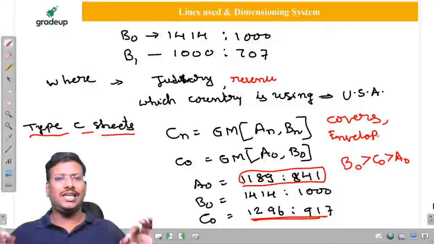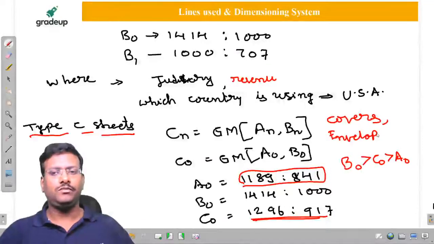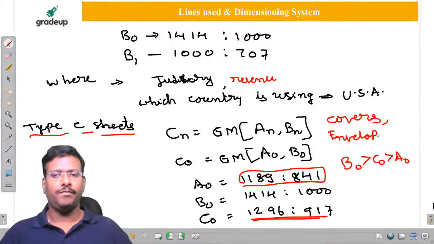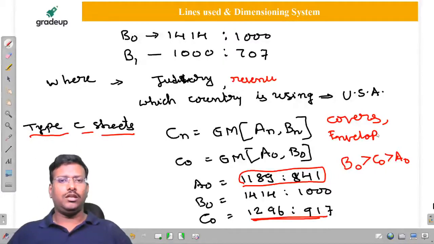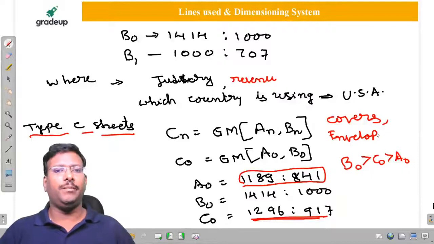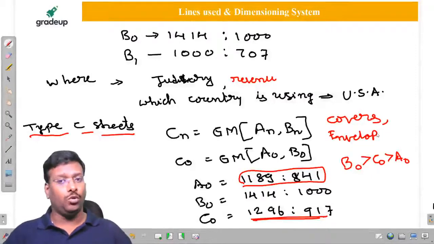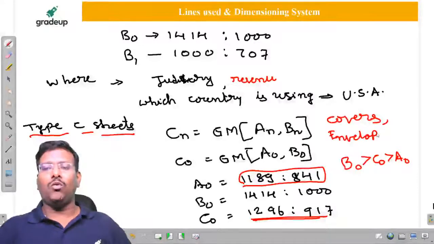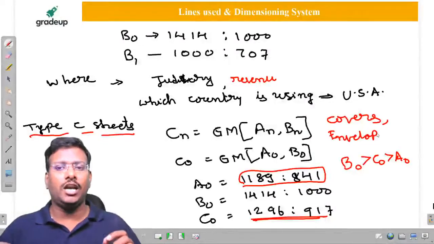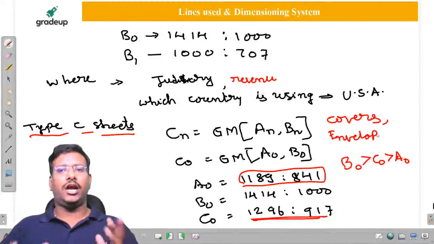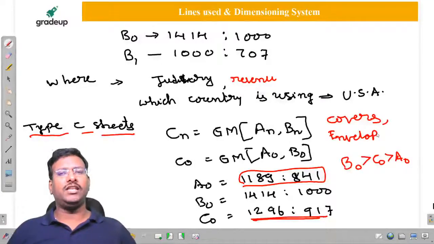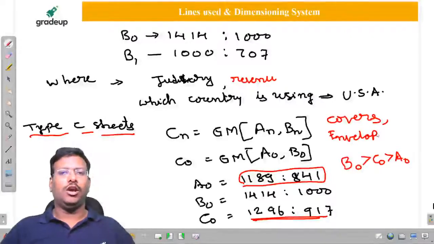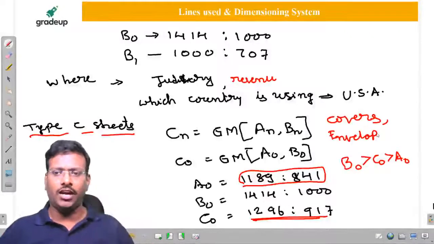Up to this, is it clear, my dear friends? Good. Now we will move on to the next element, that is lines to be used in drawing. Now, what are the various lines we come across in drawing? Roughly, you tell me, my dear friends, how many lines are you aware of in drawing? What are the lines you are aware of?